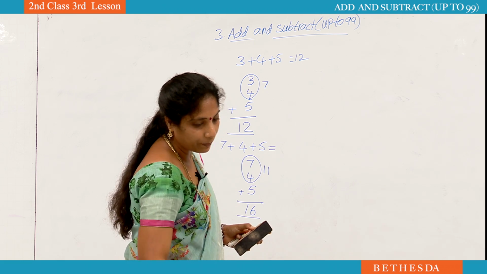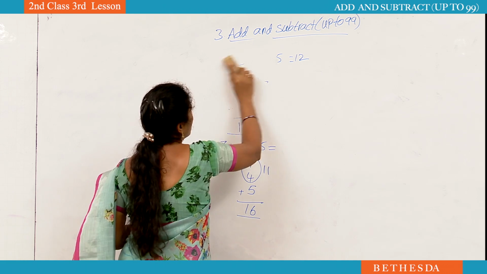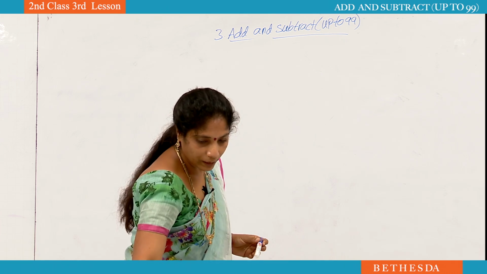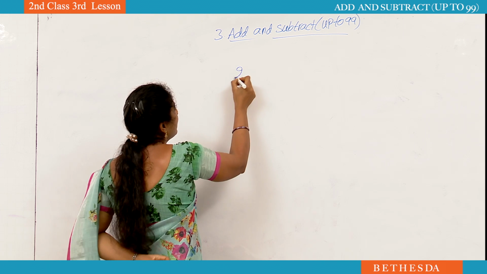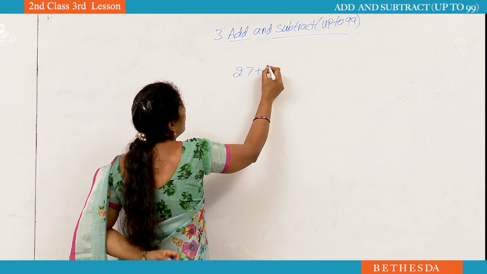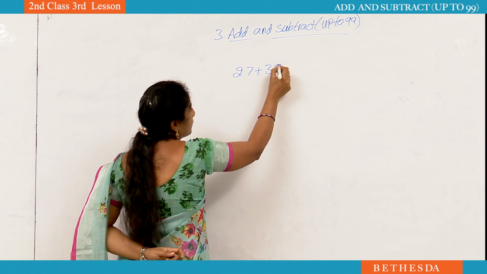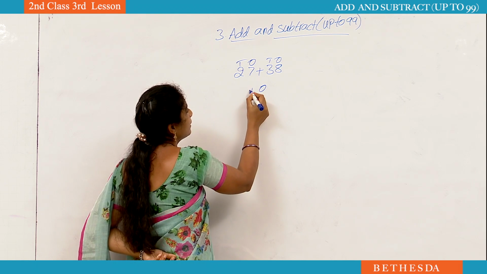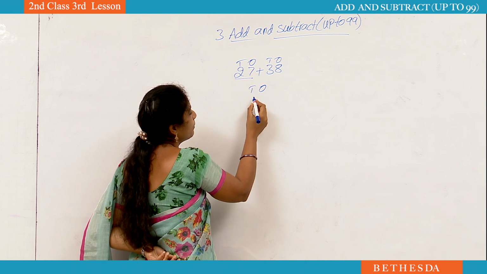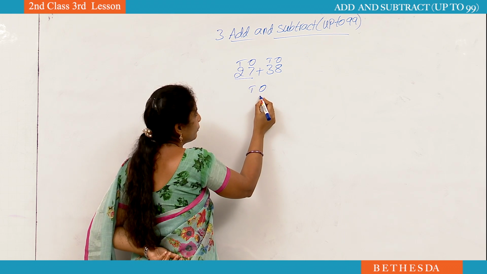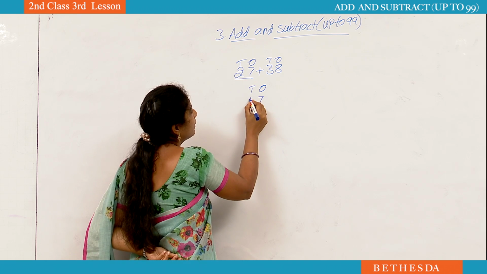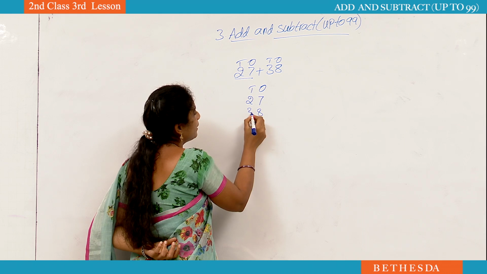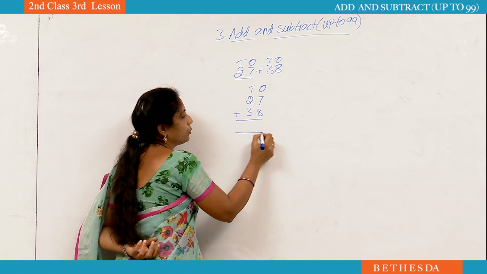Now we are going to do carrying. What is meant by carrying? See here. 27 plus 38. Now we have to arrange those numbers in column method. Ones, tens. What is the first number? 27. Ones place number is 7. Tens place number is 2. Ones place number is 8. Tens place number is 3. Now we have to add these two numbers.